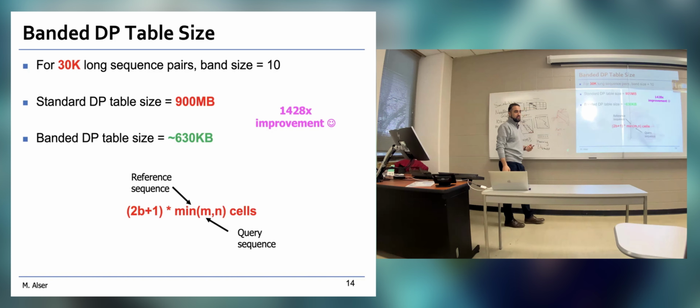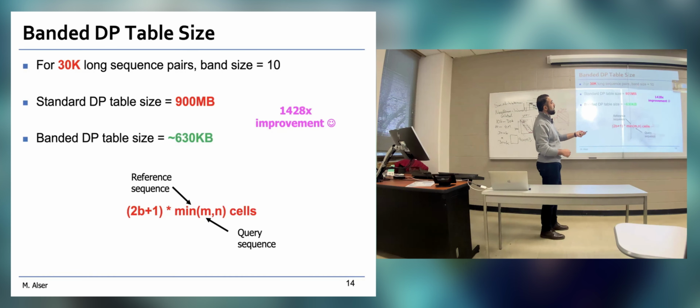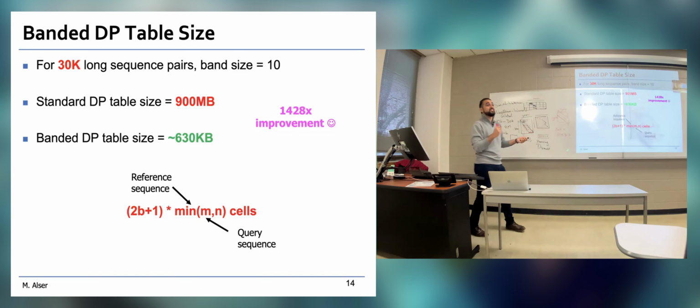Okay? So 21 times the 30K, that will give you that number, 630 kilobyte. Again, the byte, assuming each cell requires a byte to store the value in each of the cells. So the savings are huge. So you can think about 1,428x times less in size. That's something tremendous.